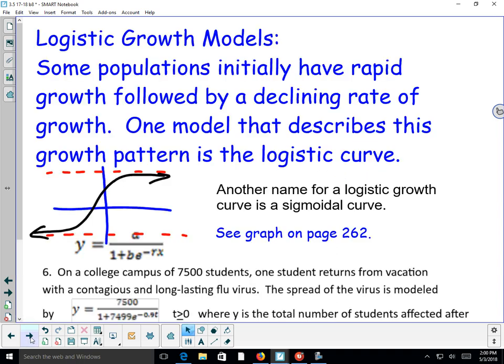Okay, let's take a look at some logistic growth models. Some populations initially have rapid growth followed by a declining rate of growth. So I drew the logistic growth model.